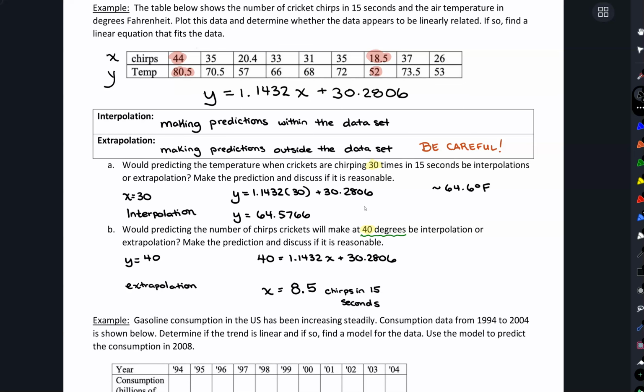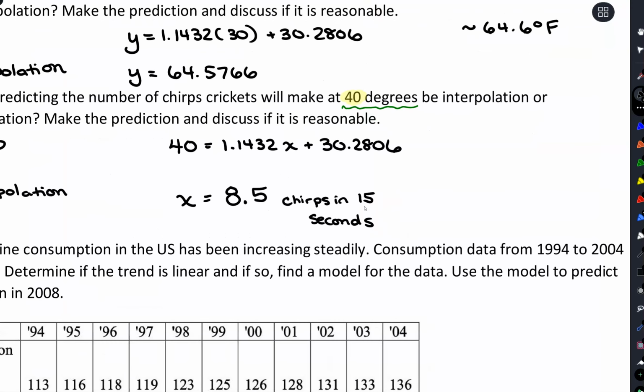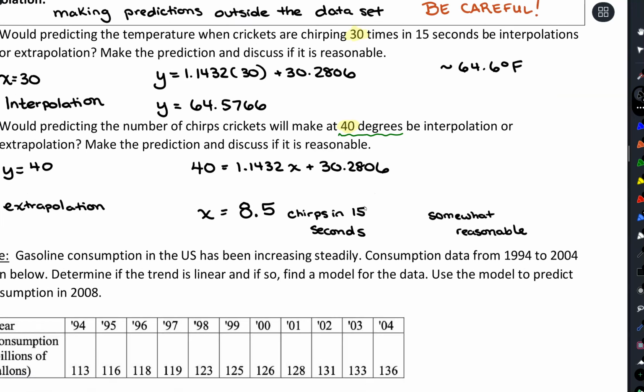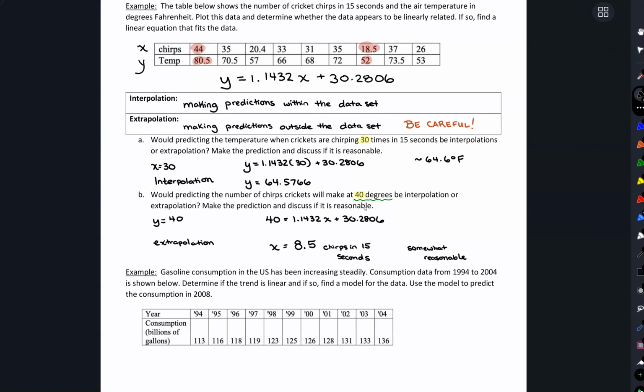It's getting to a point where we're kind of verging on 0 cricket chirps, and maybe that is a case, but it seems somewhat reasonable. But we would just want to be wary that we are in fact extrapolating from our data. So we would probably want to gather data that would look at more colder temperatures and see if we do in fact have a linear model there, and if it's a continuation of this model or a separate linear model.